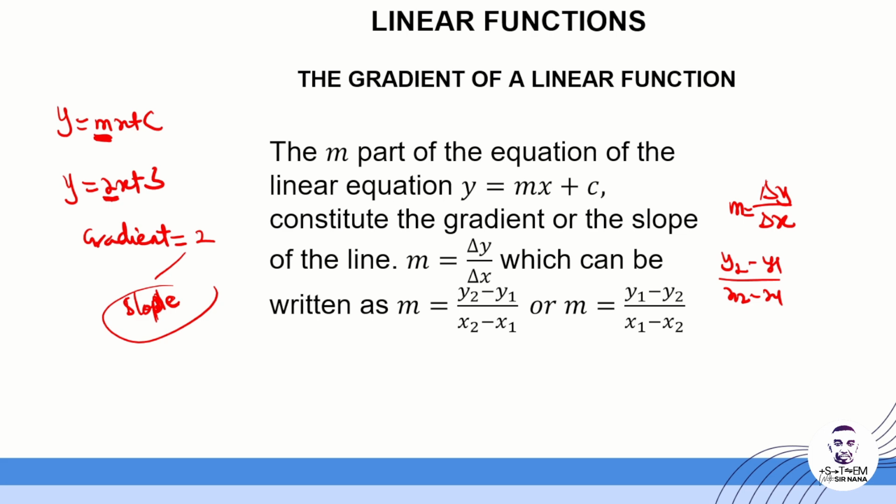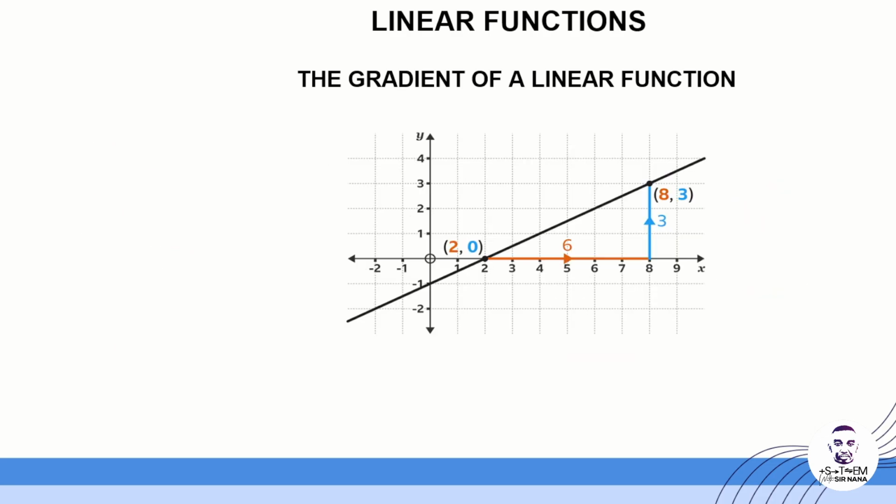Or in other ways, we can also write it the other way around, right? And have the gradient m equal to y1 minus y2 all over x1 minus x2. Remember that we cannot write it in this way, y1 minus y2, and then write x2 minus x1. That will not give us the gradient. When you use y1 at the top minus y2, you must ensure that for the denominator part of the gradient formula as well, we must use x1 minus x2, following the same order. So basically, let's look at how we can find the gradient using this graph.